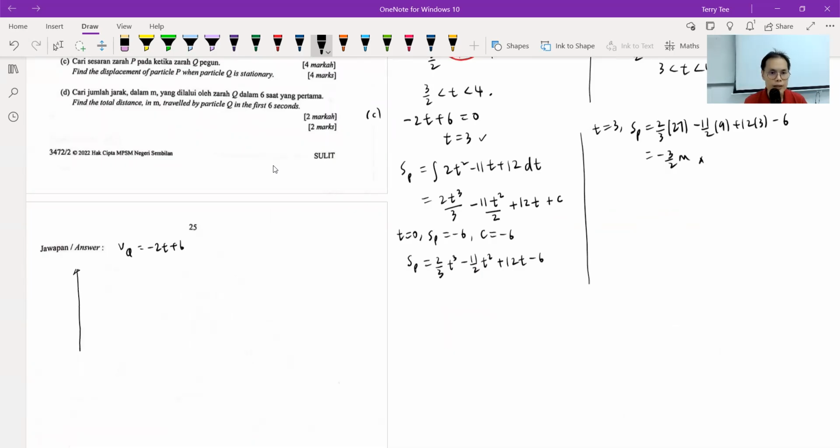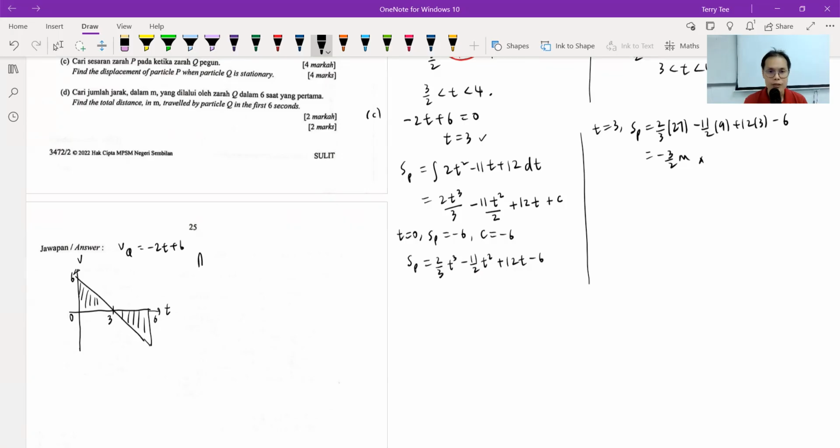This is a graph with a negative gradient and y-intercept of 6. So this is 6, right? Now, we know it stopped instantaneously, or stationary. It is stationary when t is 3. So where is 6? 6 should be here, right? So you want to find the total distance traveled in the first 6 seconds. The total distance it traveled is actually given by area under the graph. And my area under the graph is these two, added together.